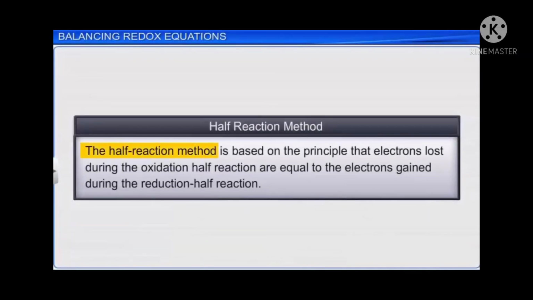The half reaction method is based on the principle that electrons lost during the oxidation half reaction are equal to the electrons gained during the reduction half reaction. Let's look at an example.